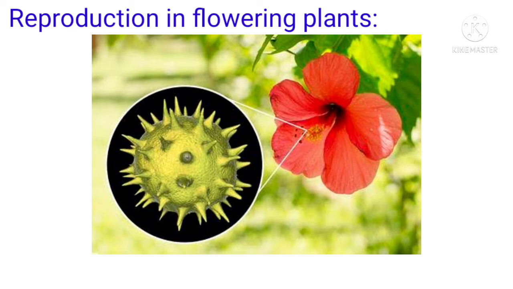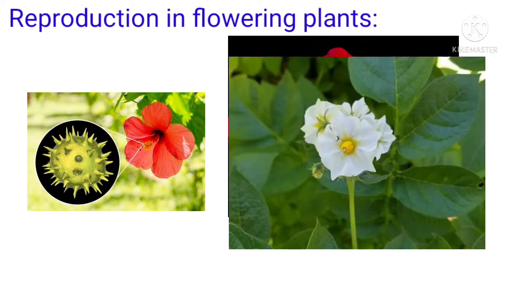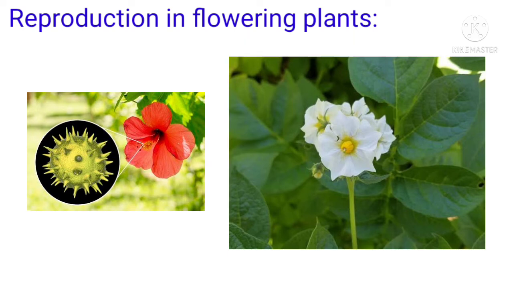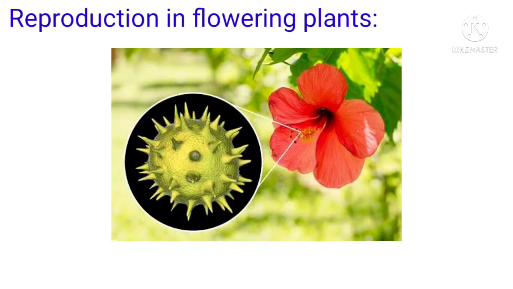The pollen grains of one flower are transferred to the female part of the same flower or another flower. This is called pollination. So what is pollination? Pollen grains, these are male parts. So these pollen grains of one flower are transferred to the female part of the same flower or another flower. This is called pollination.